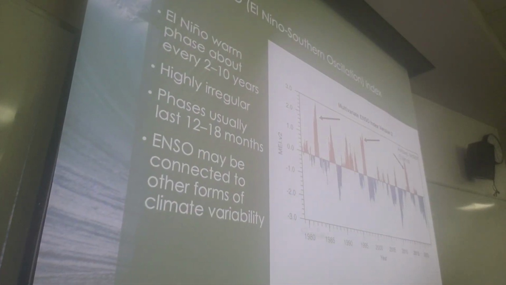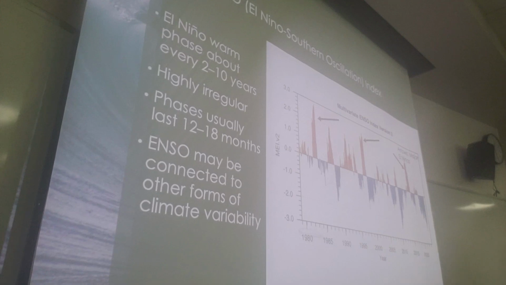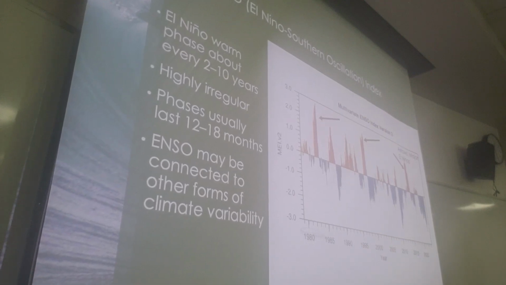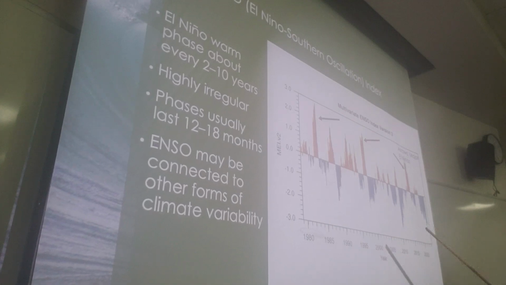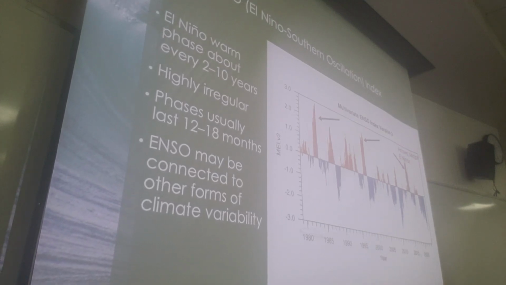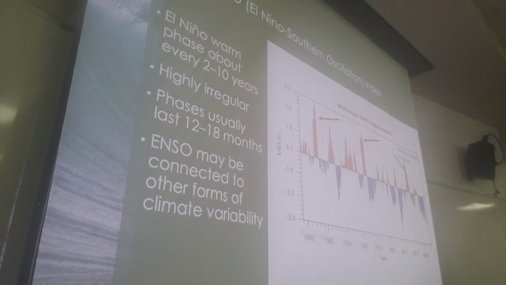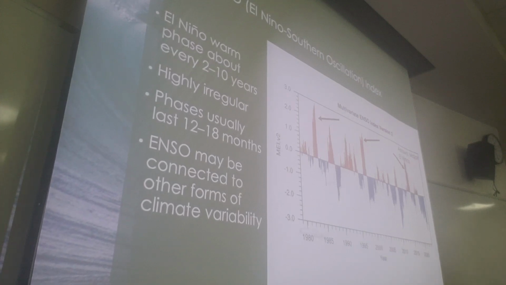We quantify El Ninos using this multivariate ENSO index. ENSO stands for El Nino Southern Oscillation. The key things to know here are just that El Ninos happen sort of irregularly. They're not a periodic thing that happens like every 5 years like clockwork. It kind of is irregular. We say we have a strong El Nino warm phase between 2 and 10 years. It's a pretty random number.